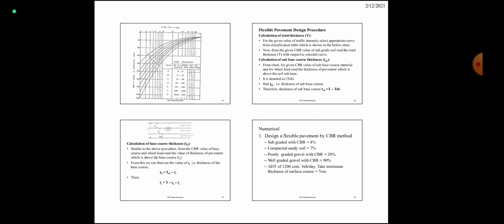Calculation of sub-base course thickness TSB. From the chart for the given CBR value of sub-base course material and for wheel load, read the thickness of pavement which is above the soil subgrade. It is denoted as TS. Find TSB, that is the thickness of sub-base course. Therefore, thickness of sub-base course TSB equals T minus TS.